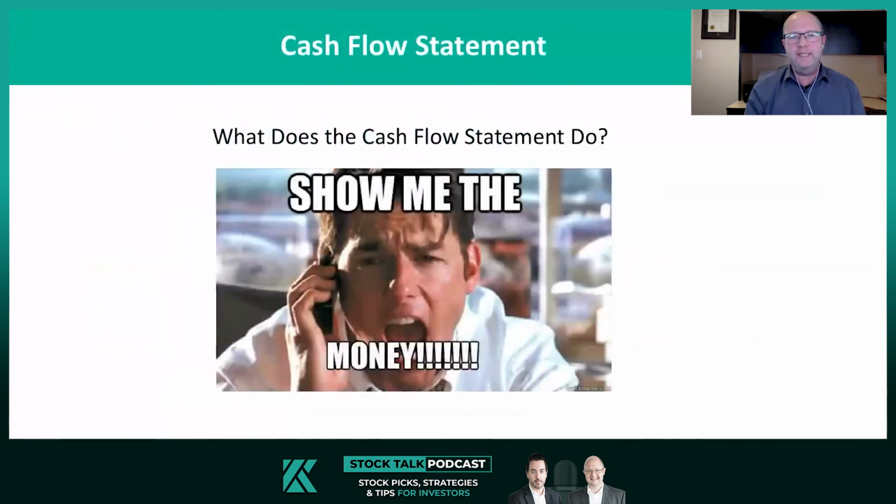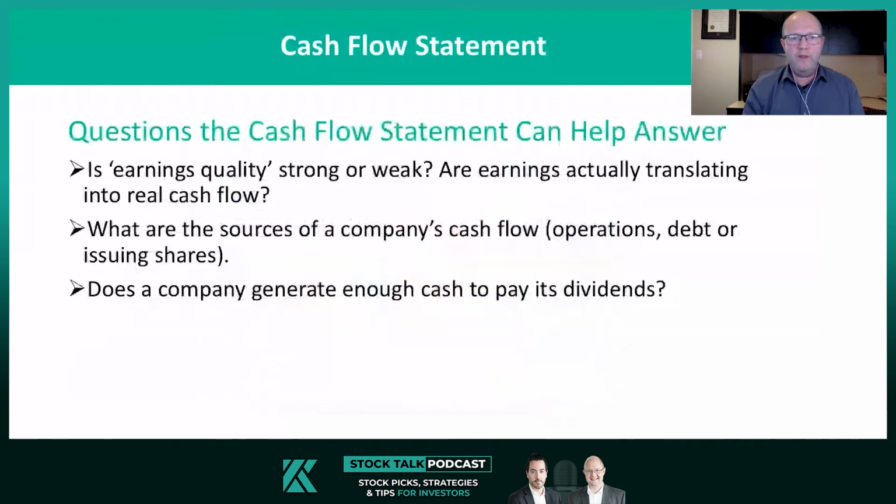Now, another way to assess earnings quality is just to go right to the cash flow statement. I talked about how the income statement was focused on matching revenues and expenses in the same period by using accruals. The cash flow statement doesn't care about that. It is purely about when the cash flow is received. So one of the questions that the cash flow statement can answer is, are the reported earnings actually translating into real cash flow?